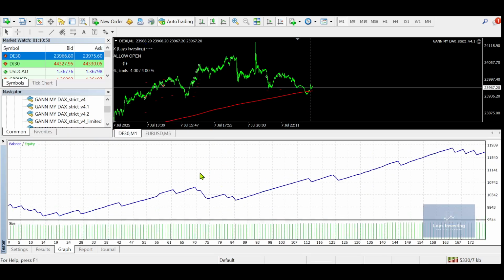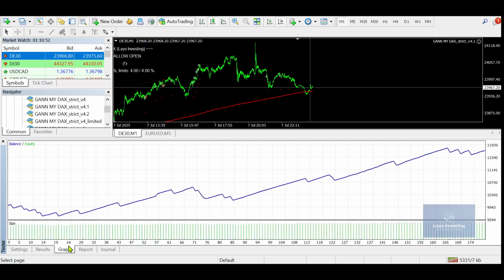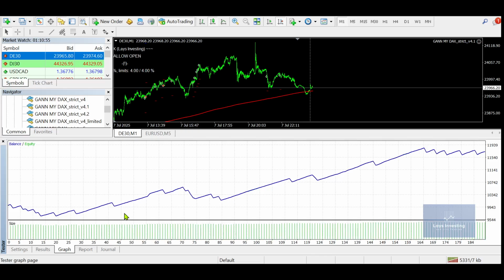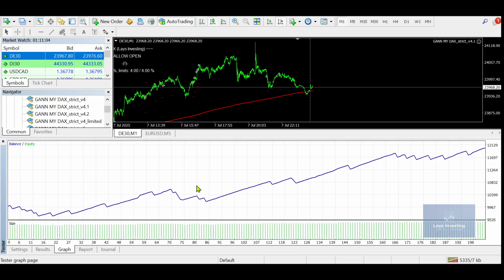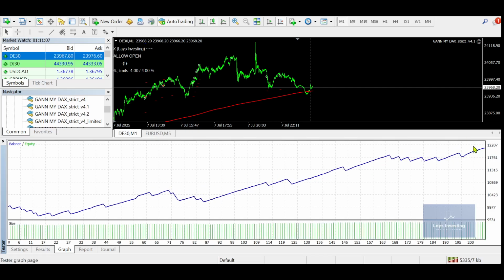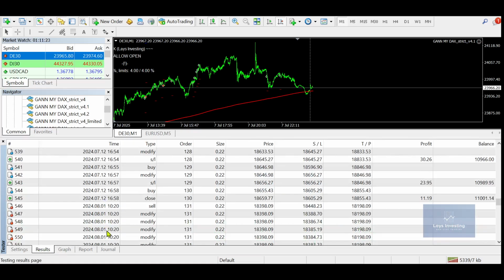So if you see an equity chart like this, then almost all experts look good. The real performance, you have to break it down to see the real performance. So I will leave this running. I'm going to press pause. I will get back once it's finished.